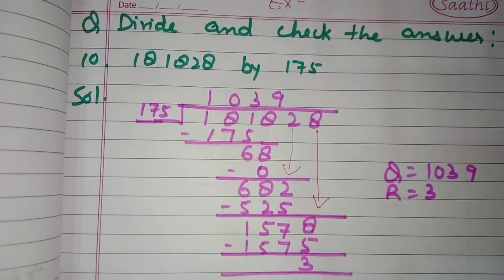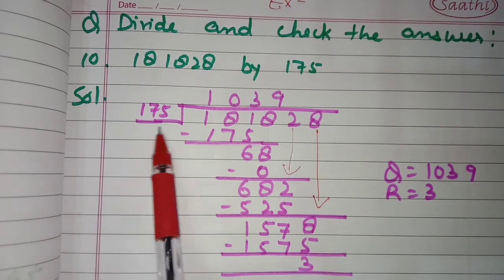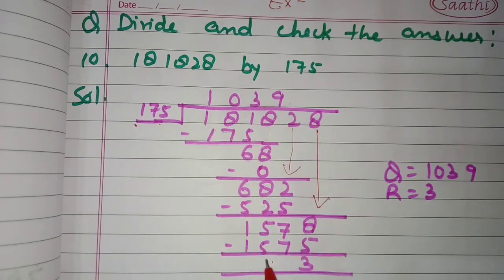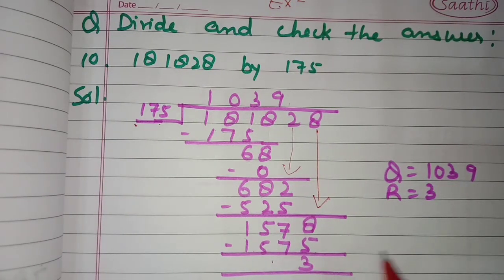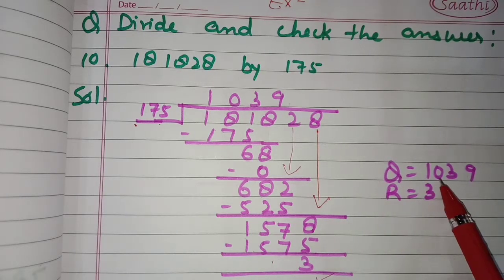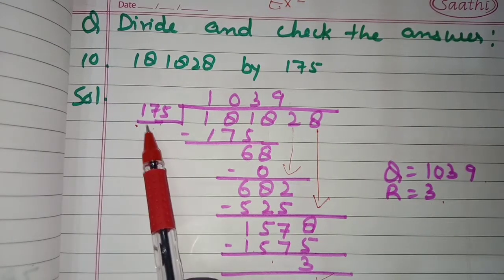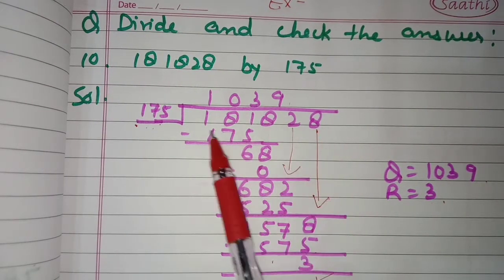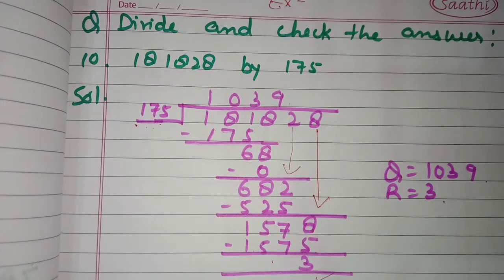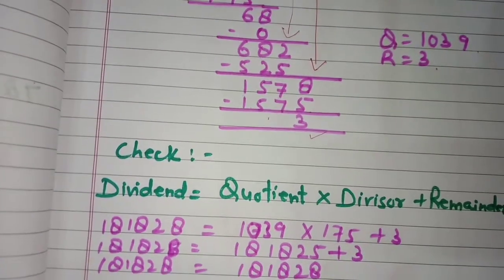Then we'll bring down the next digit 8 here, and at last 175 9s are 1575, and we will be left with the remainder 3. Now here the quotient is 1039 and the remainder is 3. And what is the divisor? 175, and the dividend is 1,81,828.